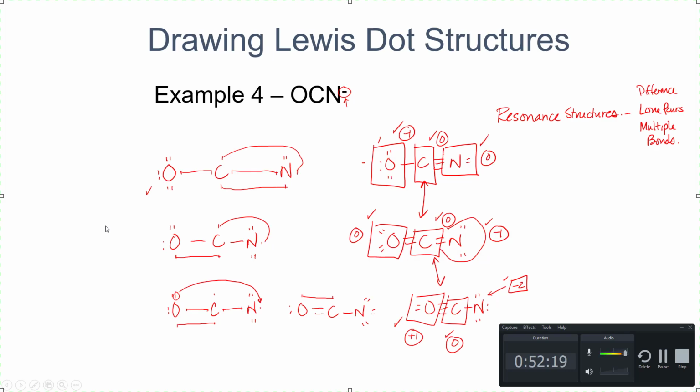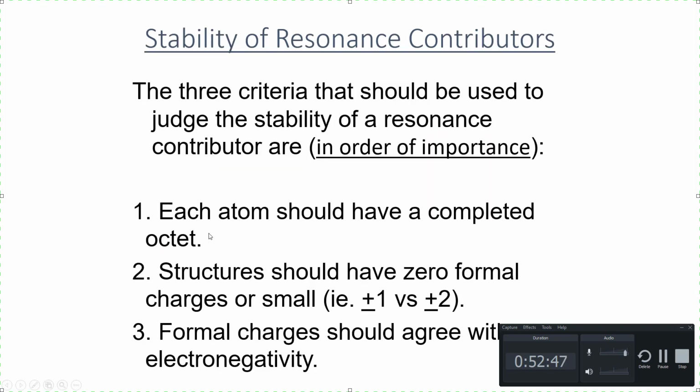Let's go back to our structures here. Do all of these resonance structures have octets? Yes, they do. To be honest with you, I always ask you to write the resonance structures that have completed octets. Why? Because those are always going to be the most stable resonance structures. So in general, that will be a given. That rule number one will not break any ties. So now we go to number 2.